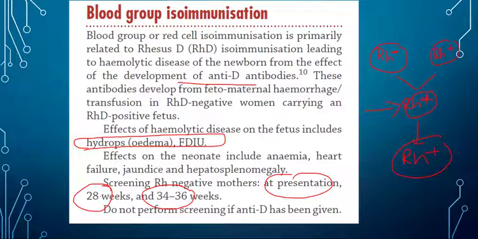So at 28 weeks, you will give anti-D. At 34 weeks, you will give anti-D antibody. And after delivery, again, you will give anti-D antibodies. Okay, so that's how we manage these patients. Any question, anything that you want to know?